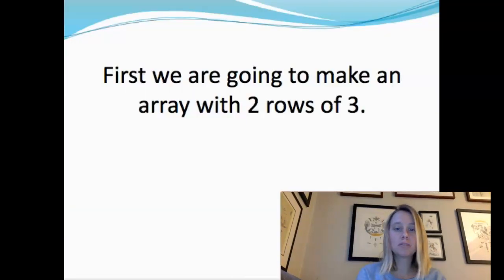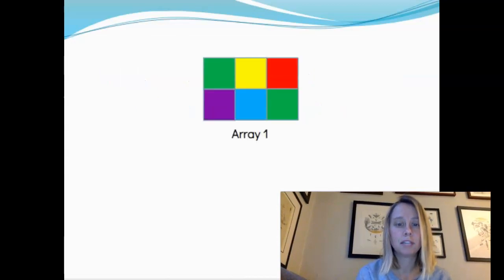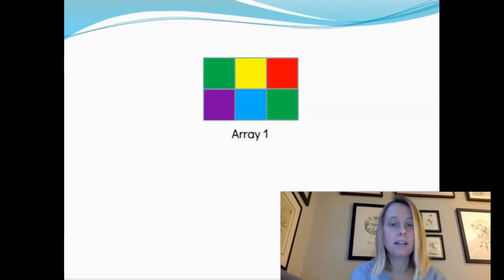Okay, so first we are going to make an array with 2 rows of 3. So this is if you want to build your own arrays. You can grab like beans or pennies or anything that you want to make those arrays. Just note today that we're going to be moving the arrays around, so they have to be something that you can move easily. So they either need to be on something that you can put together or something you can slide. So our array is going to have 2 rows of 3. Here we go. This is array number 1. As you can see, it has 2 rows, and each row has 1, 2, 3 tiles.